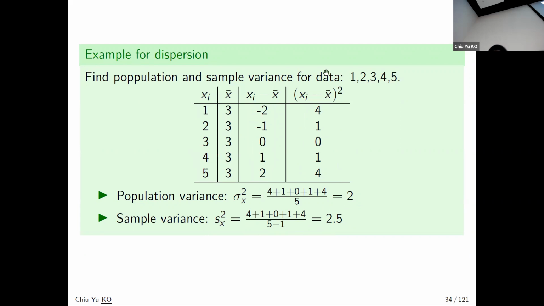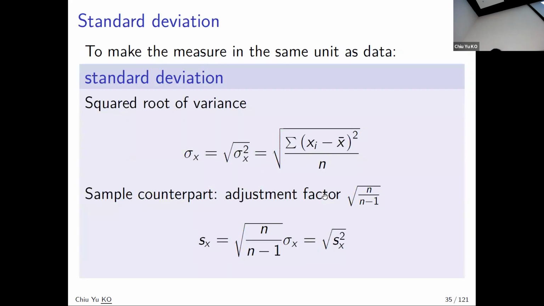Now I'm not going to go into detail. I think this is something you should have learned in high school, so I'll go rather quickly here. The second one is what we call SD, or standard deviation. This one is very simple: just take the square root of the variance, and that gives us the formula.